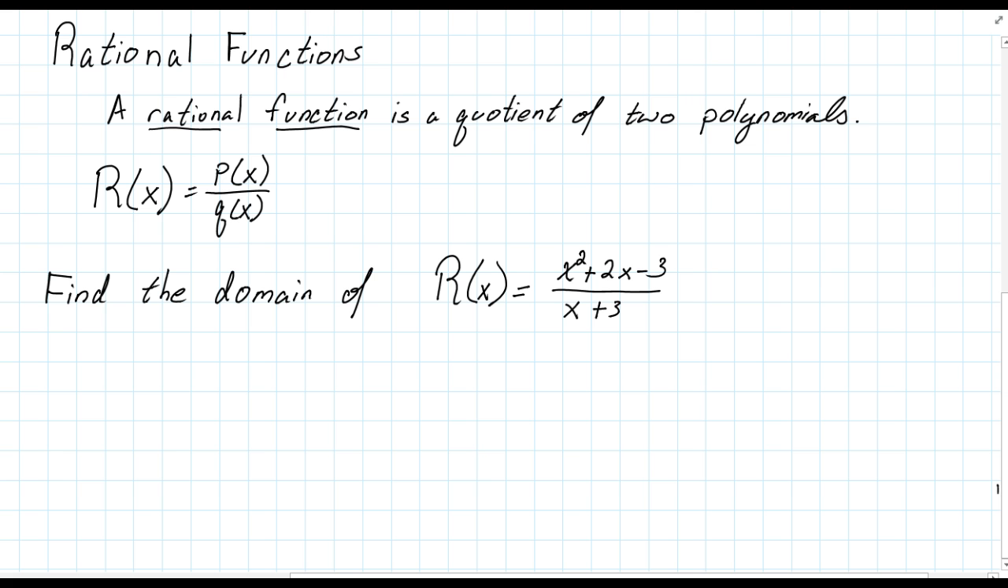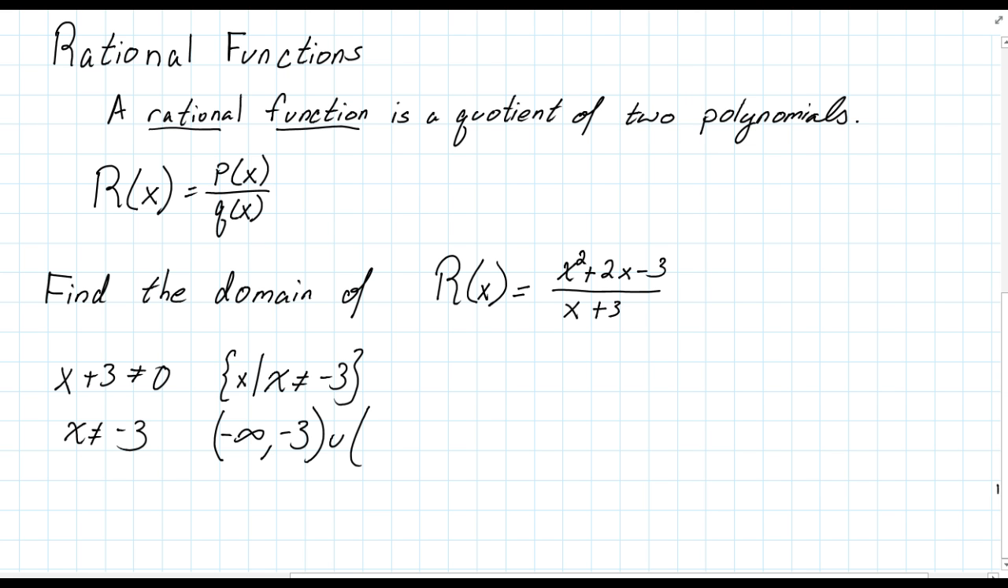Now this last rational function, x squared plus 2x minus 3 over x plus 3, we're not going to pay any attention to the numerator. We just get x plus 3 is not equal to 0, so x is not equal to negative 3. So our domain is the set of all x such that x is not equal to negative 3. Or in interval notation, negative infinity to negative 3 open, union negative 3 to infinity.